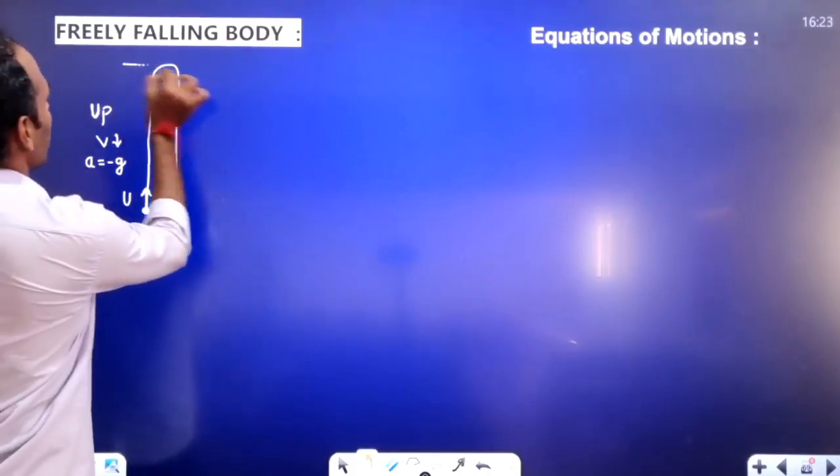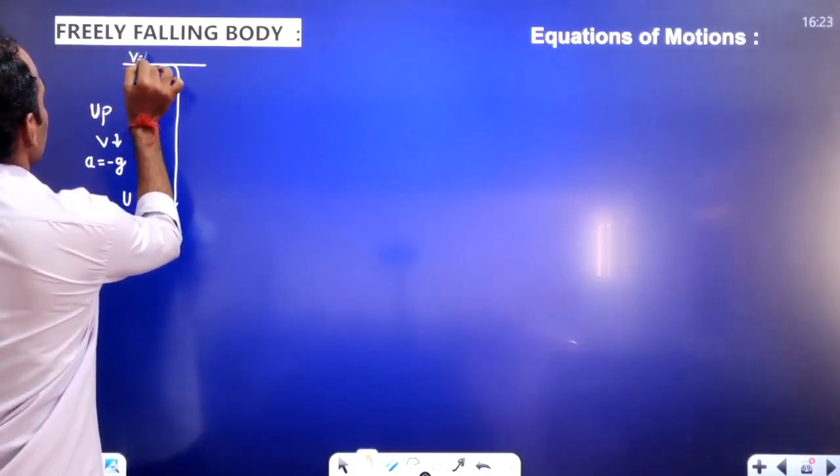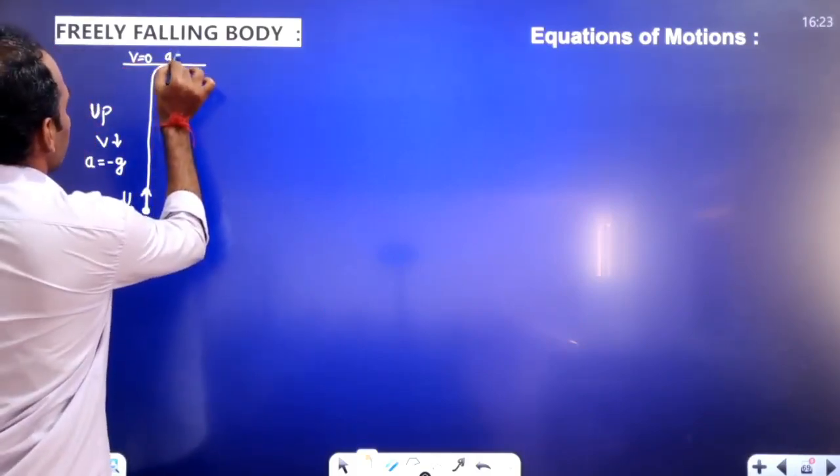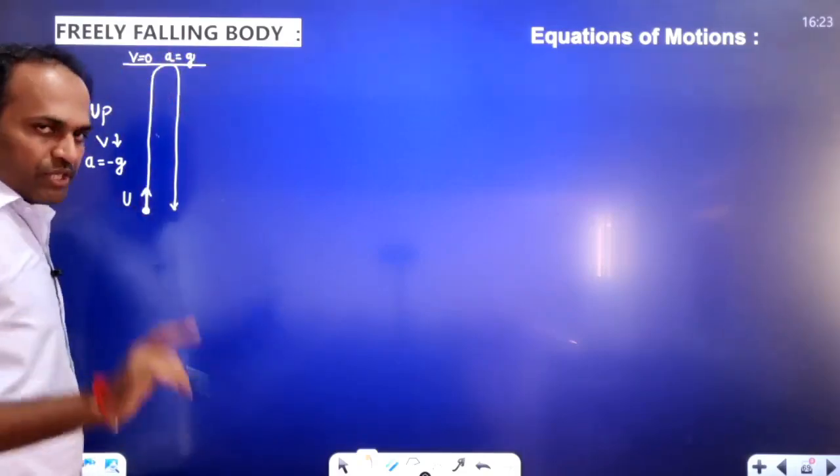See, at the highest point, velocity of the ball will be 0, but acceleration will not be 0. How much will be the acceleration? Acceleration will be g only. It will be g, right?